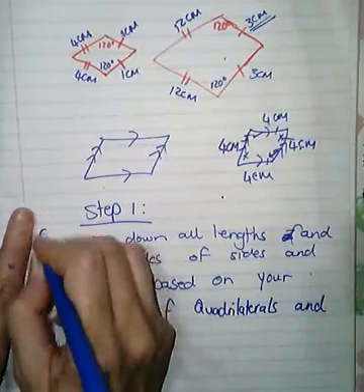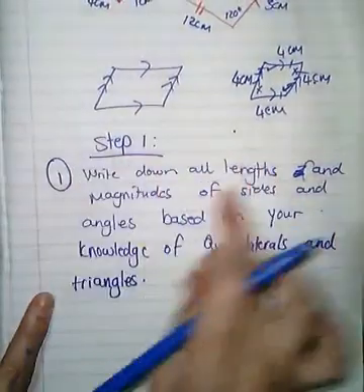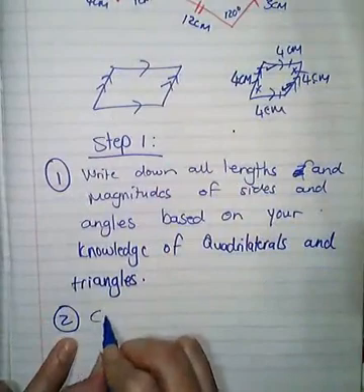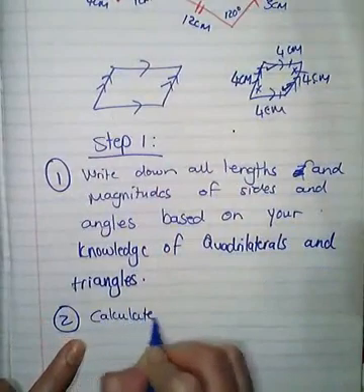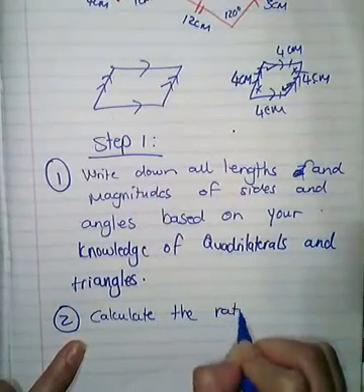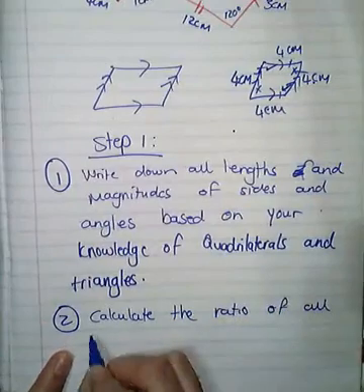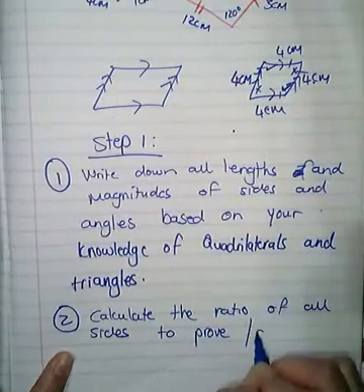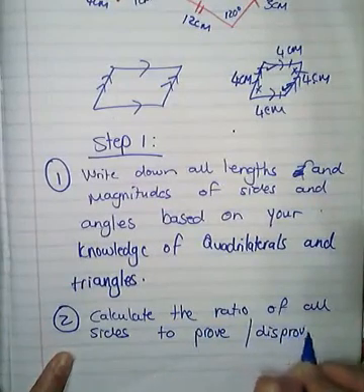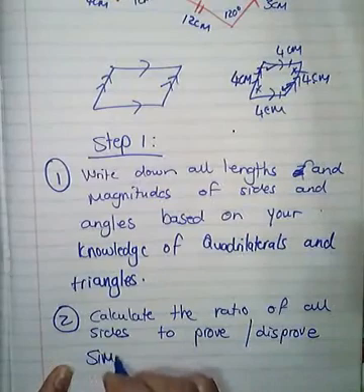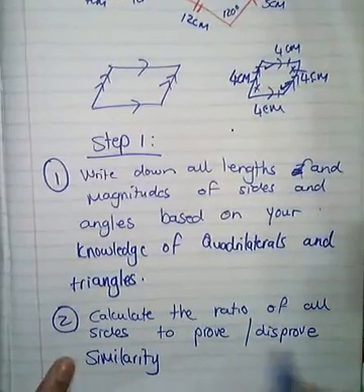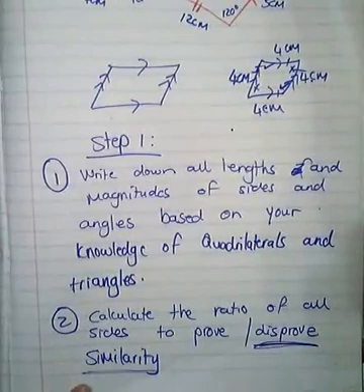Once you've done that, then you calculate the ratio of all the sides to prove or disprove similarity. So if all of them are not the same ratio, then you've shown that they're not similar. If they all are the same ratio, you've proven that they are similar.